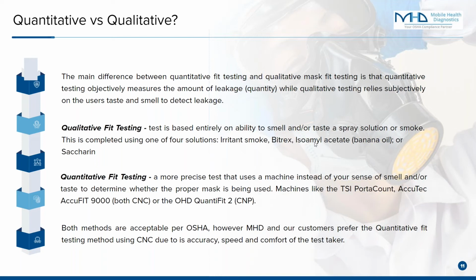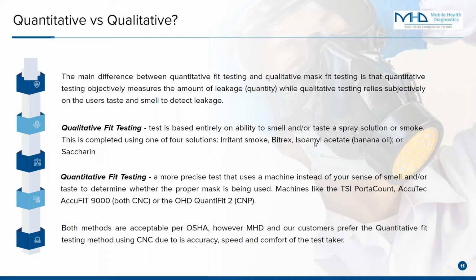But yeah, so the AccuFit and the PortaCount are similar. It's basically the same technology, just a different company. Another option is the OHD Quantifit 2 or Quantifit. It's a controlled negative pressure device, so it pulls a suction on the respirator to determine whether there's a fit. Again, both methods, quantitative and qualitative, are acceptable and widely used, and they're acceptable per OSHA.